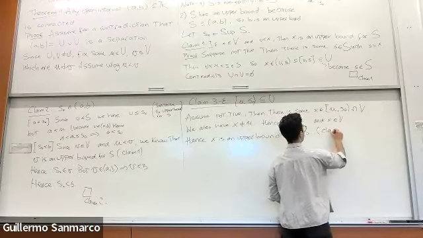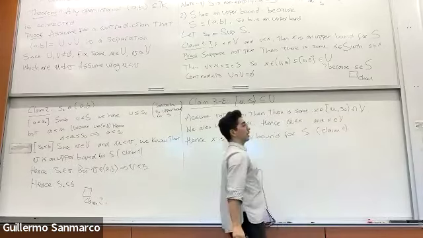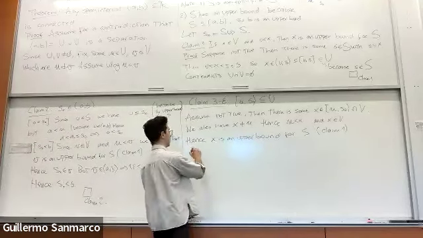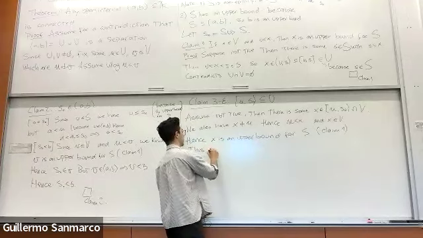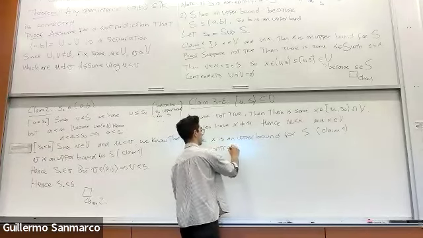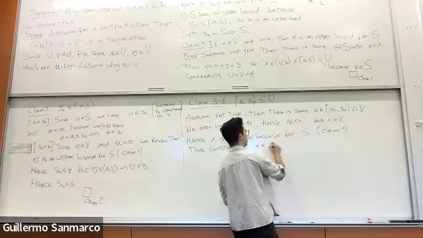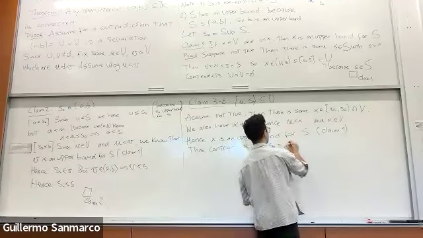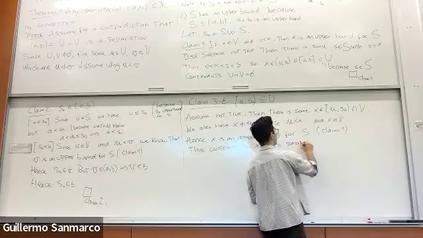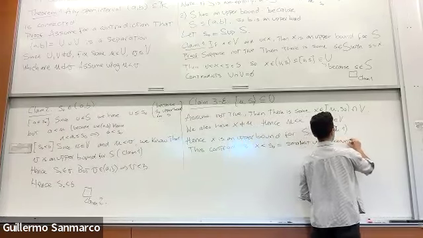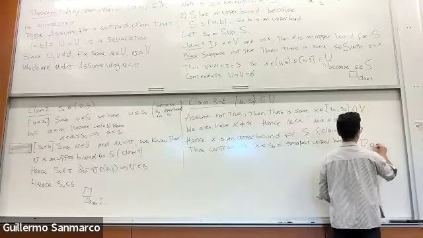So this is claim 1. And that's problematic because X is smaller than S naught. This contradicts that X is strictly smaller than S naught, which is the smallest upper bound. So this proves this claim.